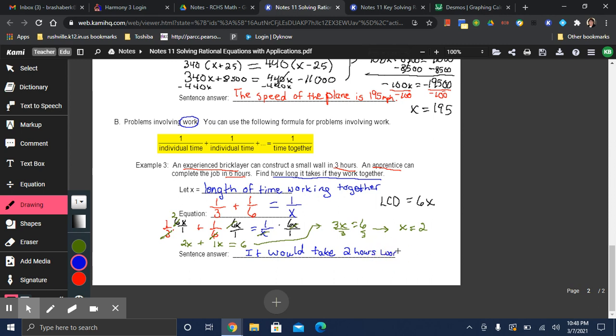And so those are your two main types of this type of fraction equation.